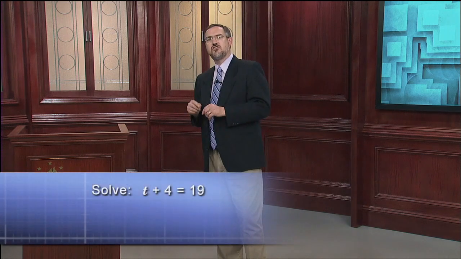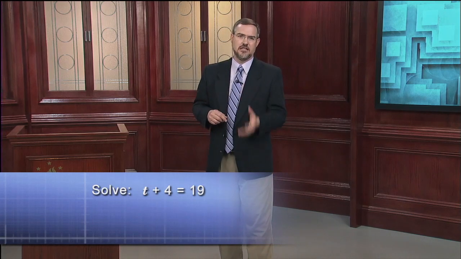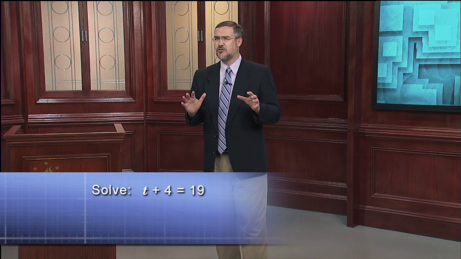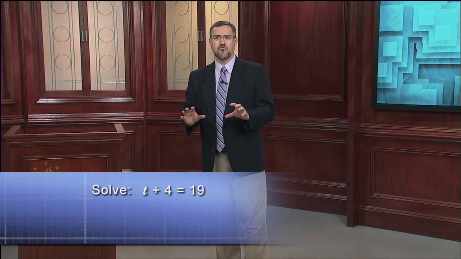I want you to notice that this was called a one-step equation because we really only needed one step to solve it. And that one step was the addition of plus 5 to both sides of the equation. Now, let's look at a second example of this one-step equation type. I want us to solve t plus 4 equals 19. Now again, you could just plug in numbers for t, but let's do it by solving the equation rather than just plugging numbers in randomly.